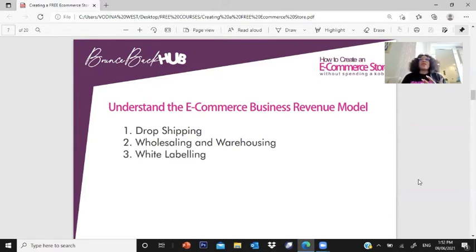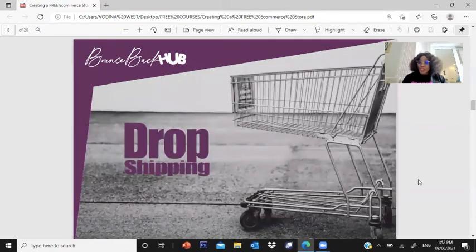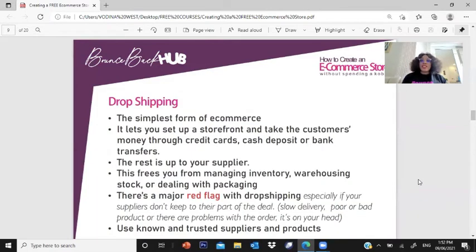But basically, it's like buying a product without a face and now give it your brand. You're going to see it. Let's get in. So, drop shipping, like I've already said, is the simplest form of e-commerce. It lets you set up a storefront and take the customer's money through credit cards, cash deposit, or bank transfer. The rest is up to your supplier to actually do.